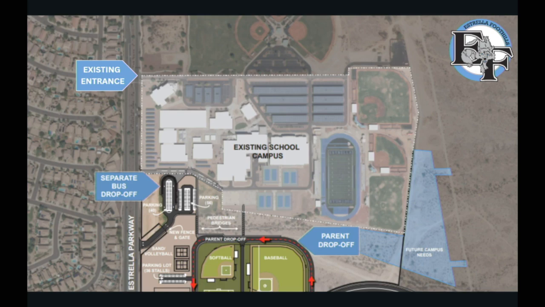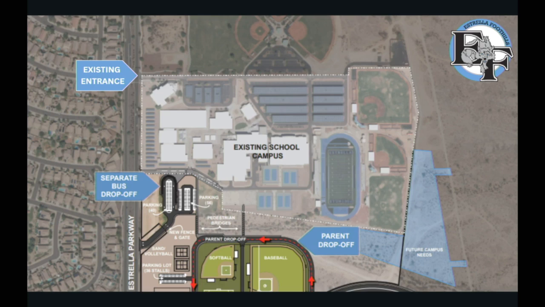So if you look at this diagram, you can see at the top is the existing entrance to the school. Currently at Estrella Foothills, there's a light there. It's now Wolfpack Way. That is the only way on and off that campus for every parent, every teacher, every bus, every student, anybody who comes to school. It's one way in and one way out, and that's all we can do because we're landlocked on this. This campus was built on 43 acres.